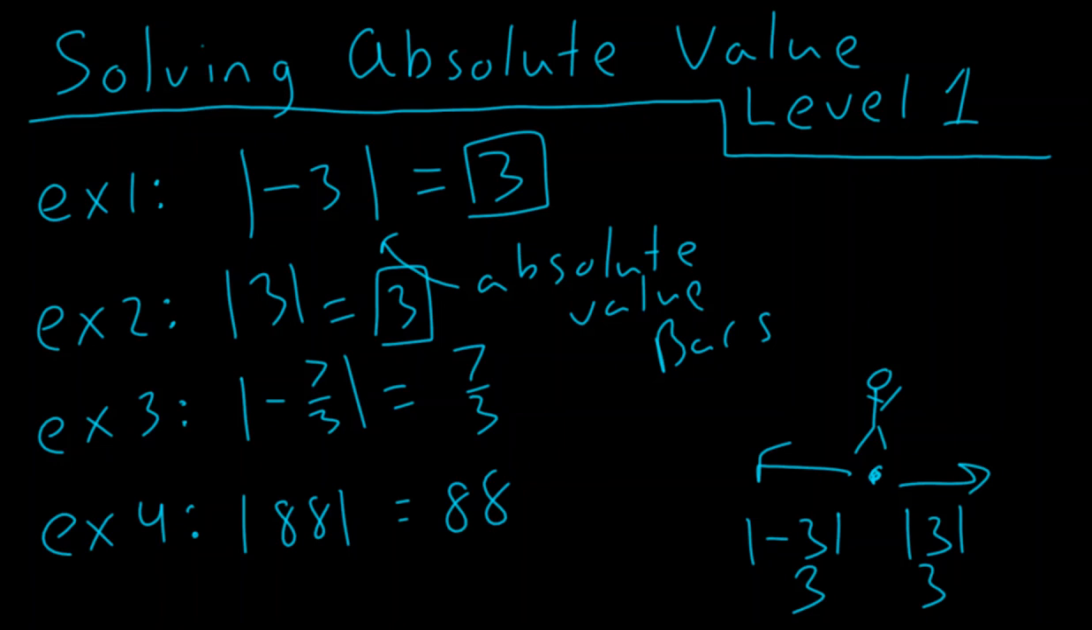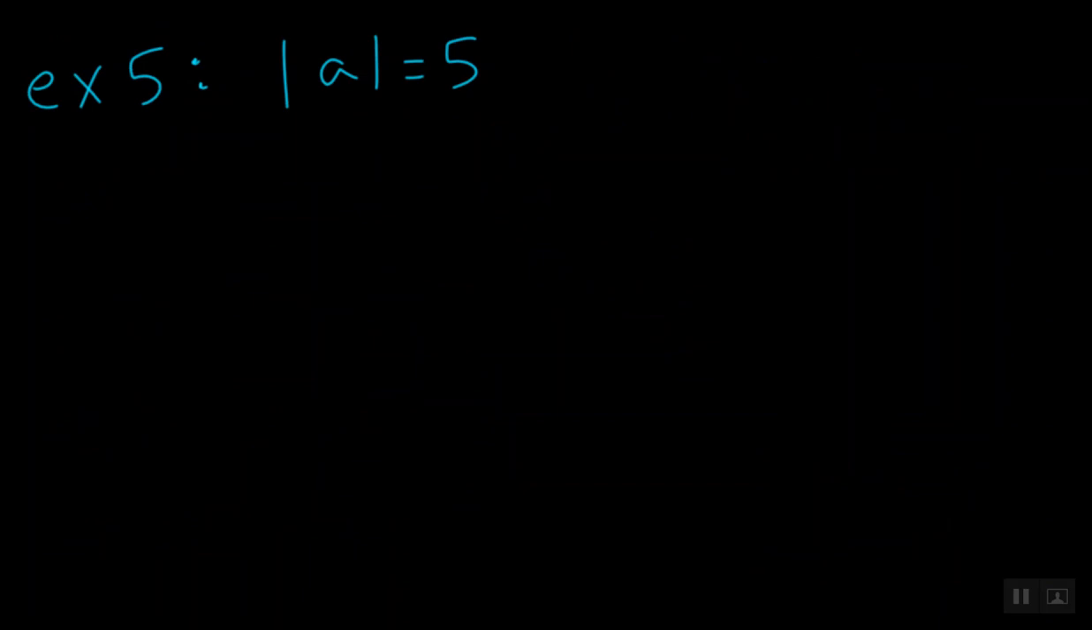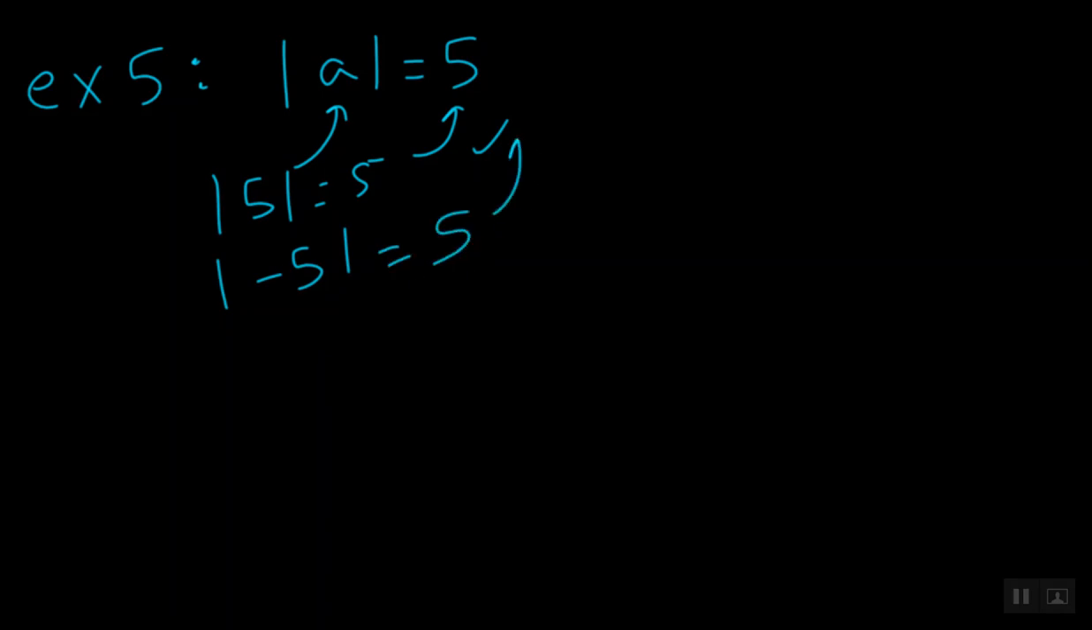Okay, for example 5, let's pretend that we have the absolute value of A is equal to 5. Well, the question I would ask you is, what does A equal? Well, A could be +5, because we know that the absolute value of +5 is 5. So that checks out. Or actually, A could be -5, because the absolute value of -5 is also +5. So that checks out. This might be the first time that you're aware of it, but sometimes things have more than one possible solution.